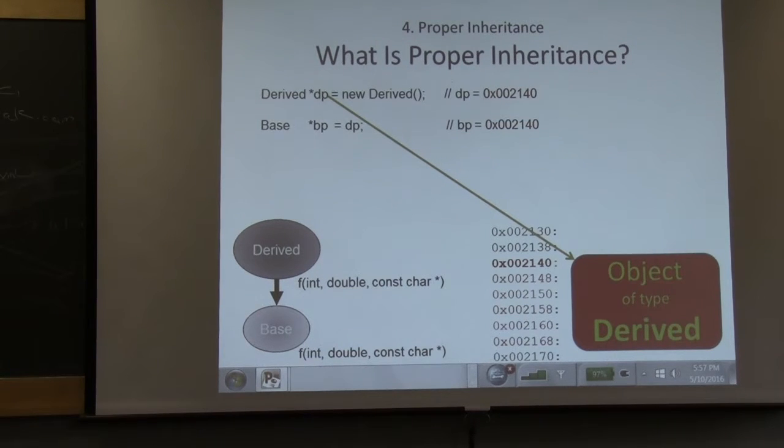Okay. Now I create a base class pointer, and I assign it the derived class address. So base class pointer, derived class address, they're the same. And I get this.